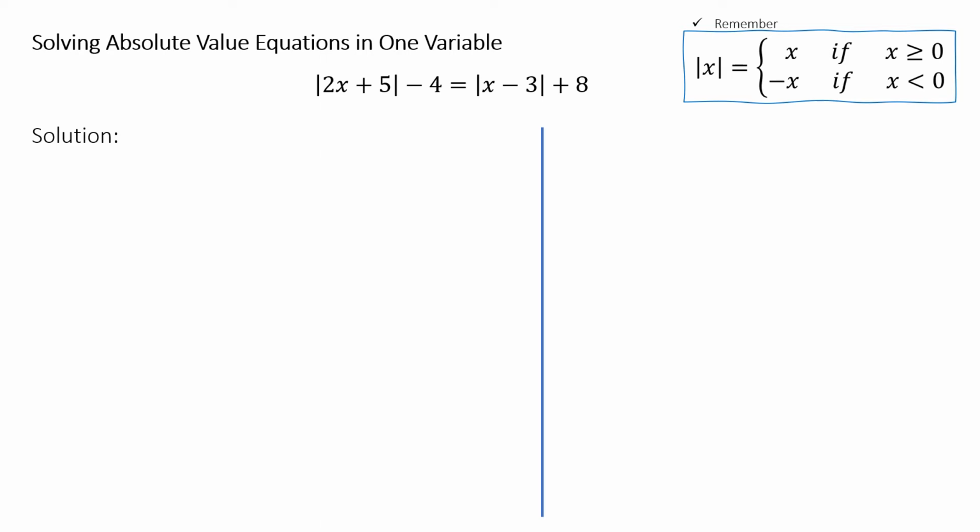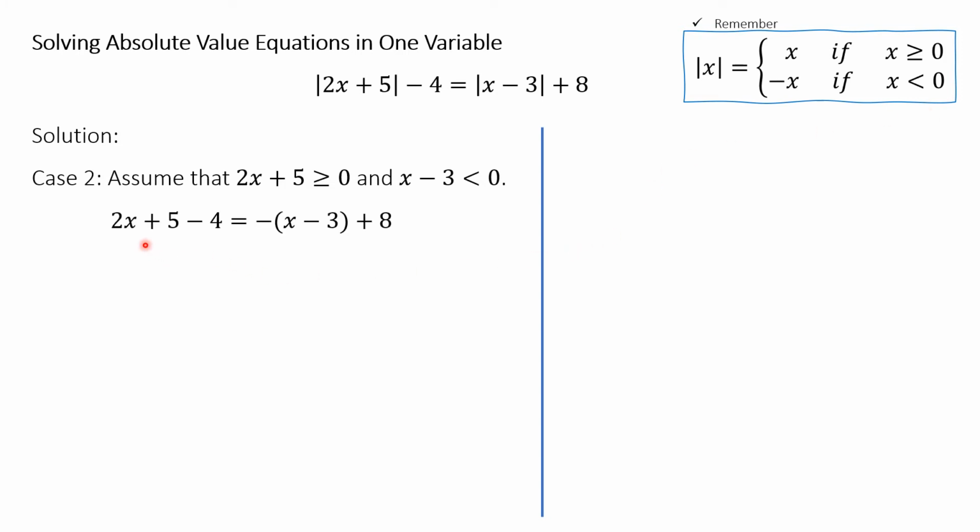For case number 2, we now assume that 2x plus 5 is greater than or equal to 0 and x minus 3 is less than 0. Again, by following this definition, we can write the equation as 2x plus 5 minus 4 equals the negative of the quantity x minus 3 plus 8. Simplifying each side, we'll get 2x plus 1 is equal to negative x plus 3 plus 8.